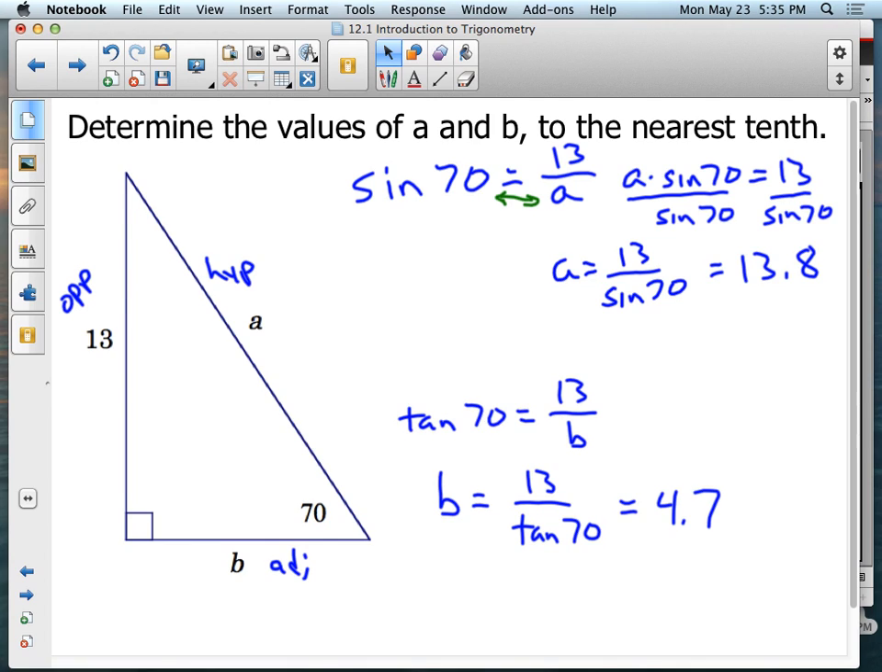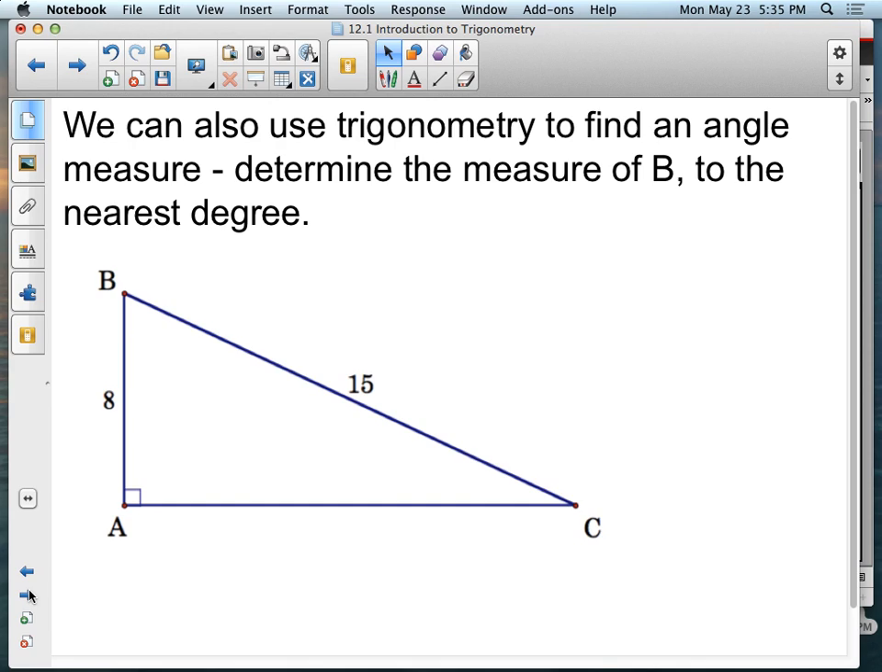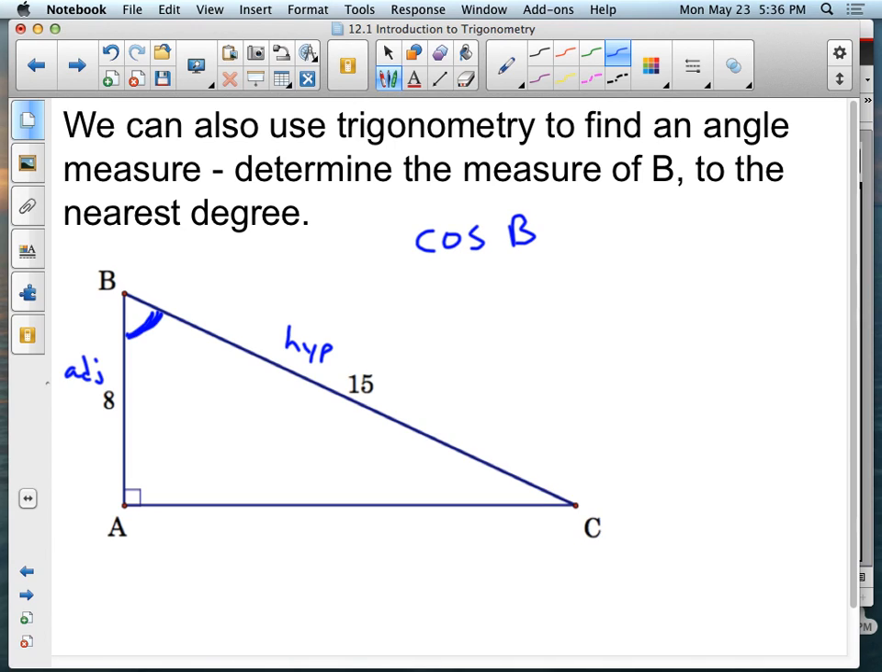So besides using trigonometry to find a side length, we could use trigonometry to find an angle measure as well. So check out what I'm going to do here. I'm going to find the measure of angle B in this case. This is the angle I want to find, that one up there. So based on this angle, I know my hypotenuse and I know my adjacent side. Those are the two sides I know. So that's the cosine ratio. Find that in your notes. Adjacent hypotenuse is cosine. So I'm going to write that the cosine of B is equal to the adjacent divided by the hypotenuse.